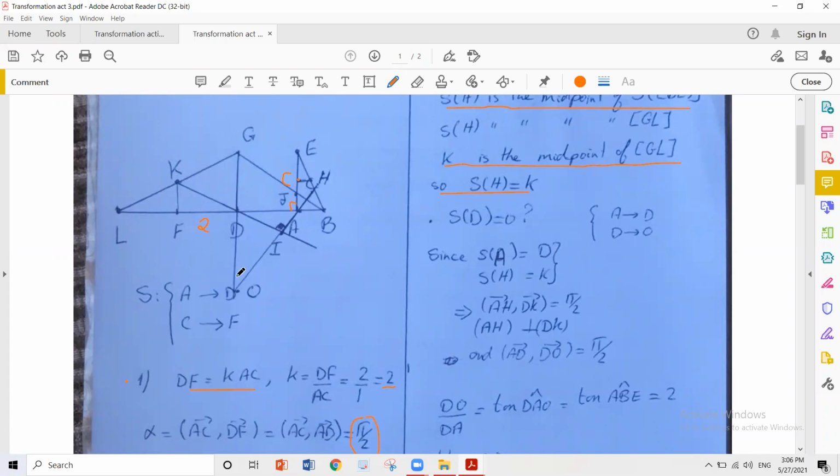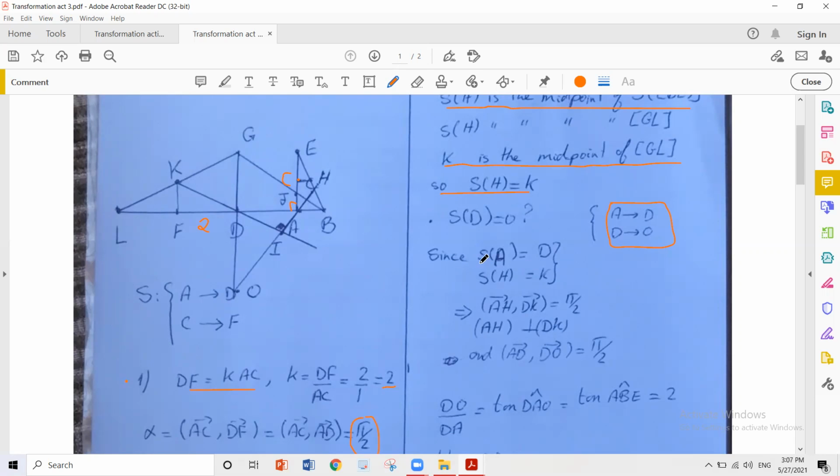Now to prove that S of D equals O, I take A with D and D with O. For this to be true, DO must equal AD, and the angle ADO must be pi over 2.